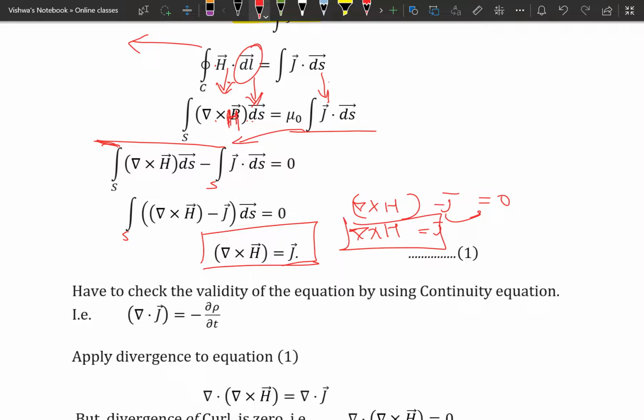But this is not the correct equation. For that we have to check, and whatever modification is needed, we should make. That modification was made by Maxwell, giving the corrected Ampere circuital law. Here it should also apply to time varying fields. This can be verified by using the continuity equation. The continuity equation says that ∇·J = −∂ρ/∂t, that is, the divergence of current density is equal to the negative of the rate of change of charge density. We have to check whether this equation is valid using this. Here there is no divergence of current density, only the current density term. So we have to apply divergence to the equation and check whether it is equal to 0 or not.